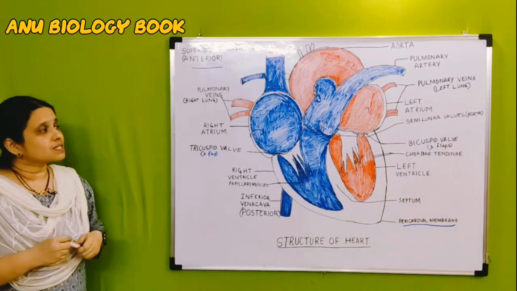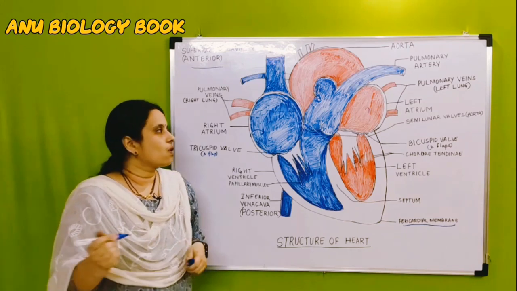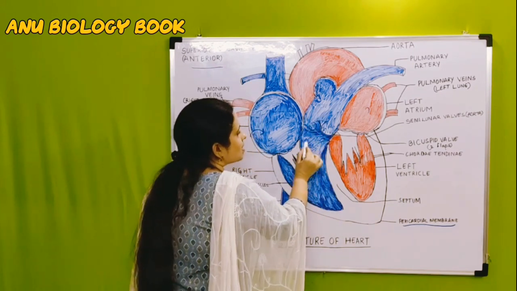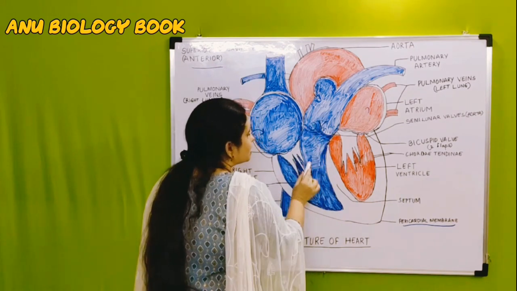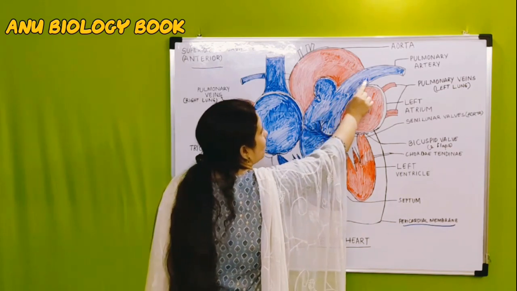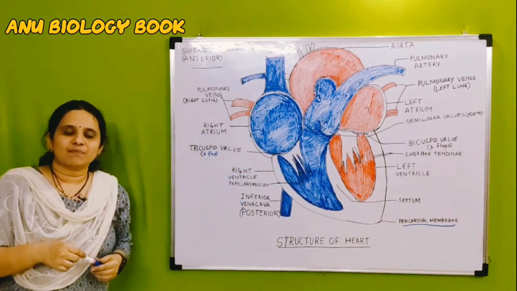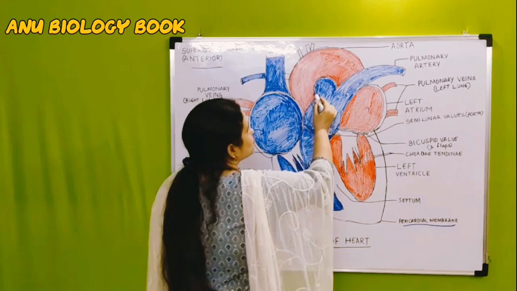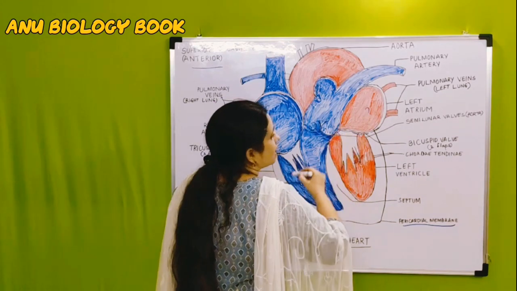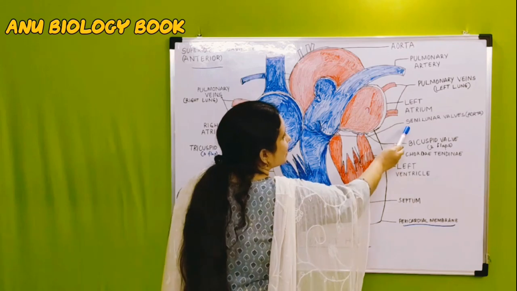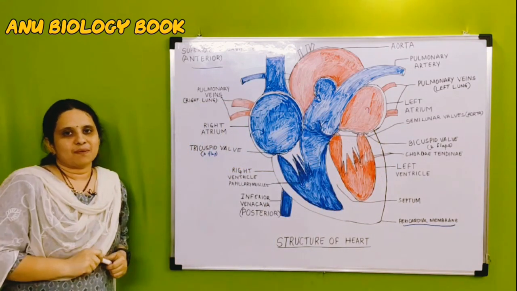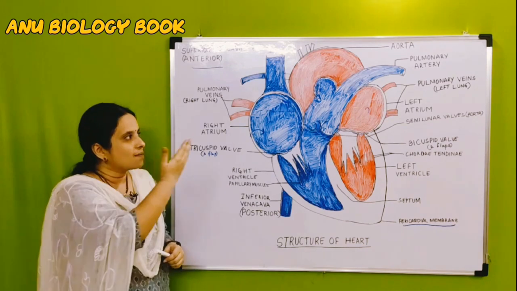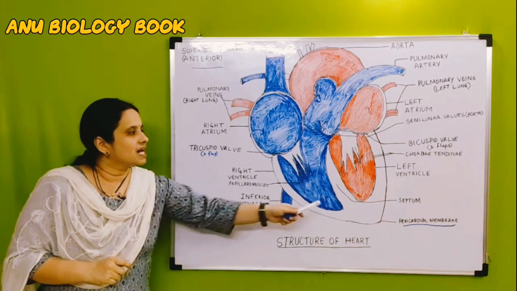You can also see some semilunar valves. See here, there are three semilunar valves that are present at the point where the deoxygenated blood enters into the pulmonary artery. So these semilunar valves also act in the same way. And coming to the aorta, at the start of the aorta also you can see the semilunar valves, which are 3 in number. These semilunar valves also prevent the reverse flow of blood from the aorta into the left ventricle.